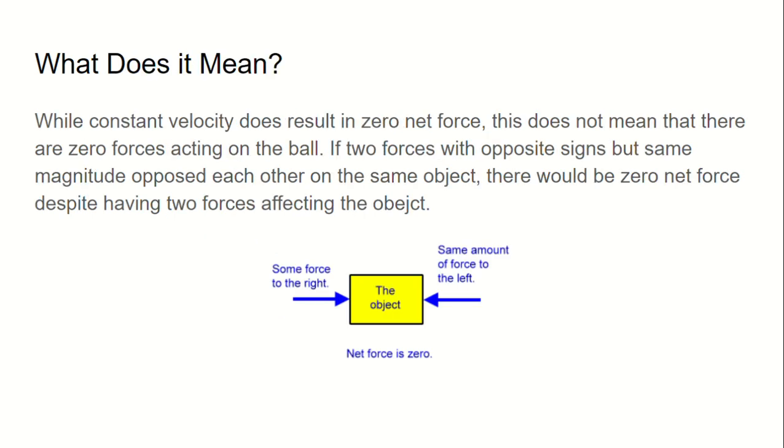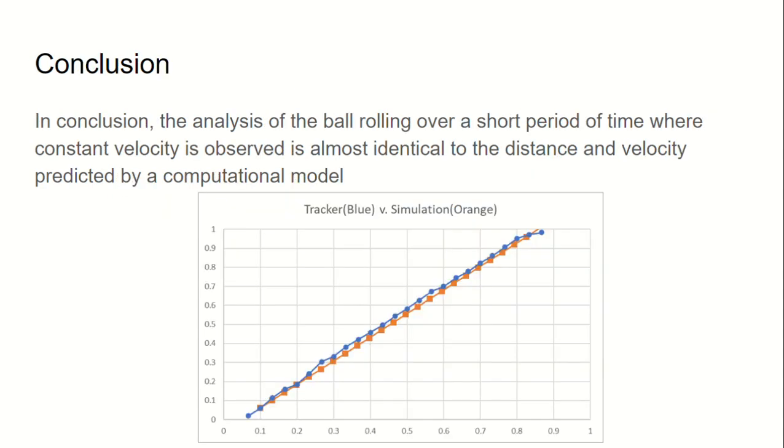While constant velocity does result in zero net force, this does not mean that there are zero forces acting on the ball or that we can assume that it is so. If two forces with opposite signs but the same magnitude oppose each other on the same object, there would be a zero net force despite having two forces affecting the object. Further demonstration is shown by the figure below. If two people were to push the box on opposite sides with the same force, there would be forces acting on the box, but the net force would be equal to 0.